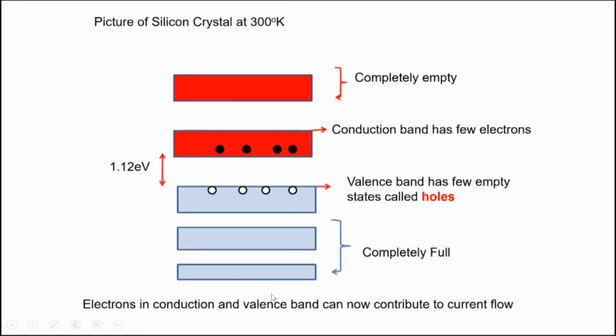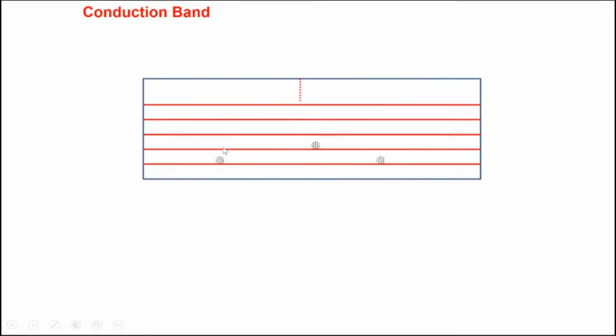And now if you apply an electric field, these electrons can move here. Obviously in the conduction band, they have plenty of states that are available, so electrons can gain energy. So note that we have very few electrons in the conduction band.